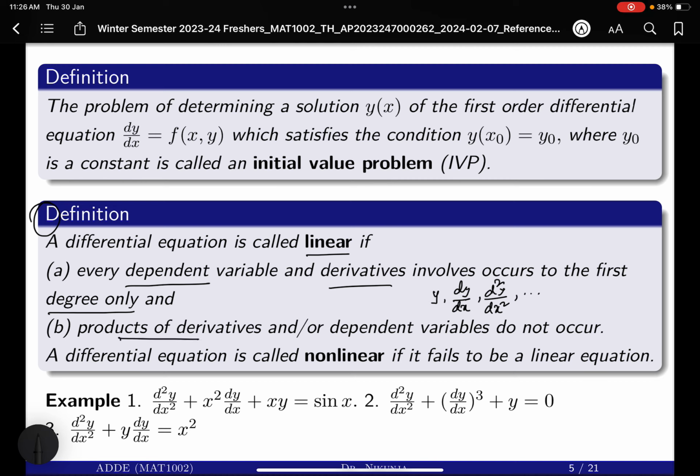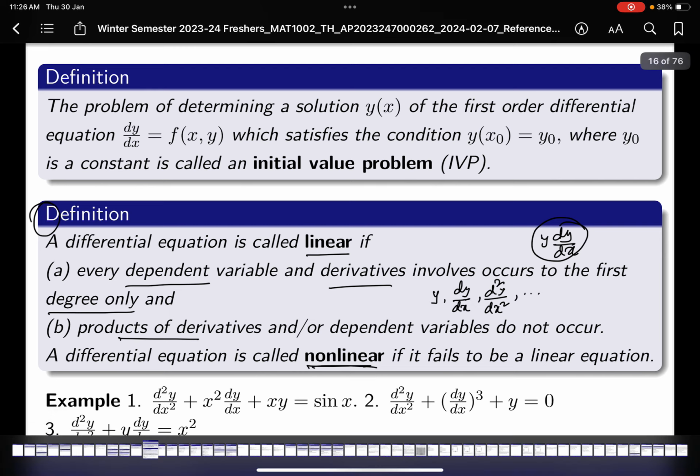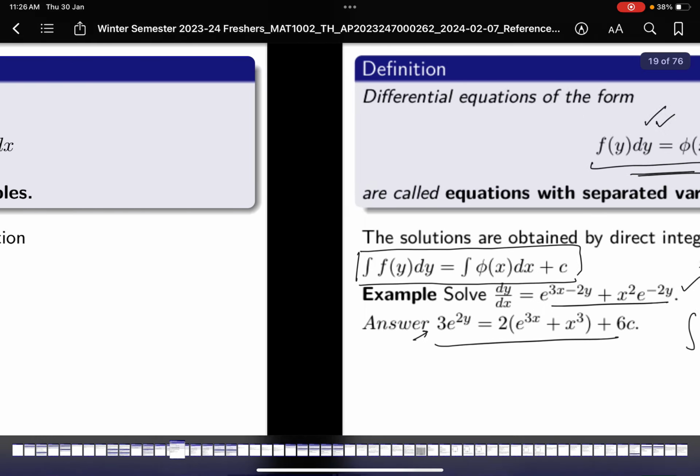Products of the dependent variable and its derivatives, like y dy/dx, this type of term should not be present. They do not occur. A differential equation is non-linear if it fails to be linear. So basically these product terms should not be there, and higher degree terms should not be there. But somehow we have one standard form of linear differential equation.